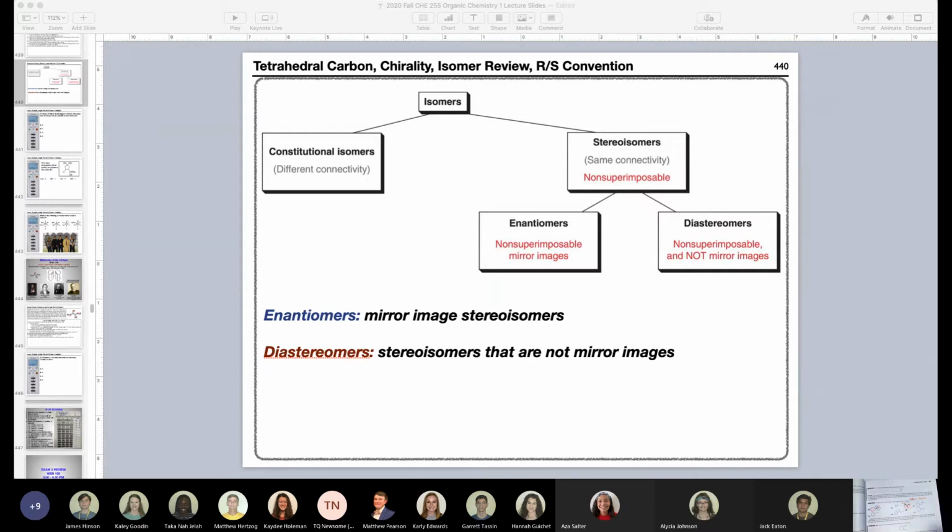So this compound here, 7.4. Which carbon is the chirality center?